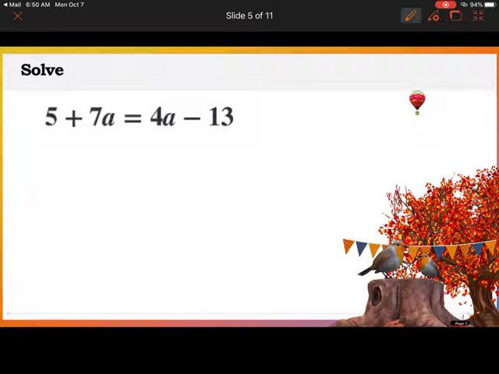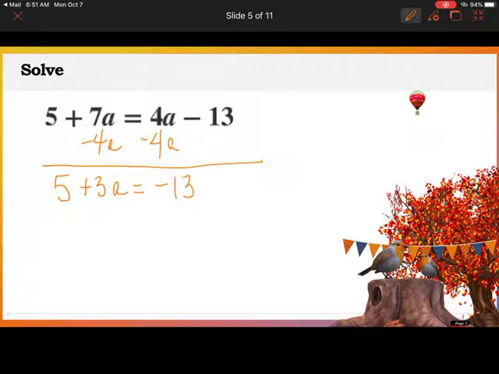And it looks like both sides are simplified. The second step is to move the variables to one side and the constants to the other. And it doesn't matter which side. So I'm just going to move this 4a over. I do that by doing opposite operation. And then I'll bring everything else I have down. So 7a minus 4a is a positive 3a. And then all I'm left with over here is negative 13.